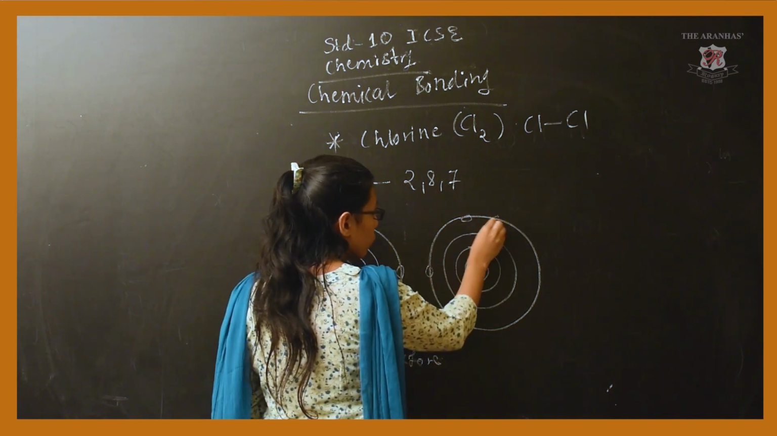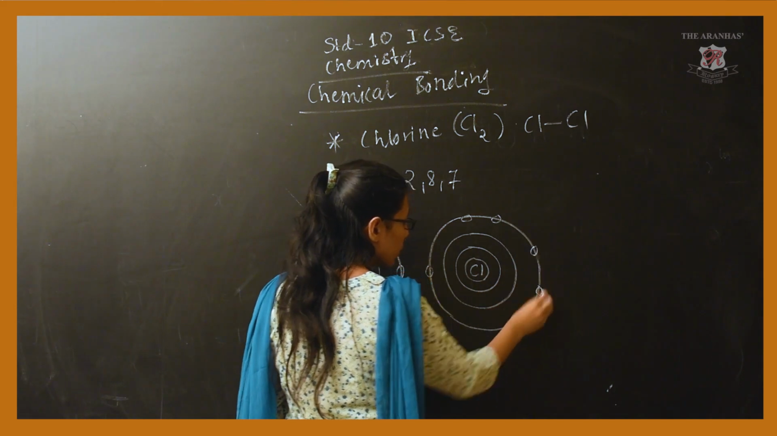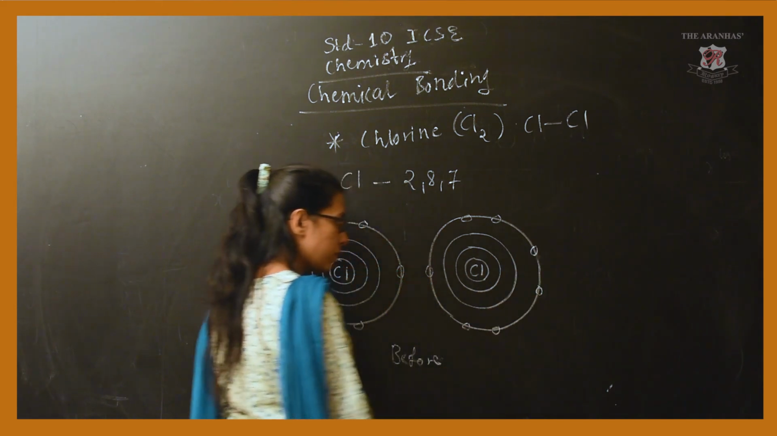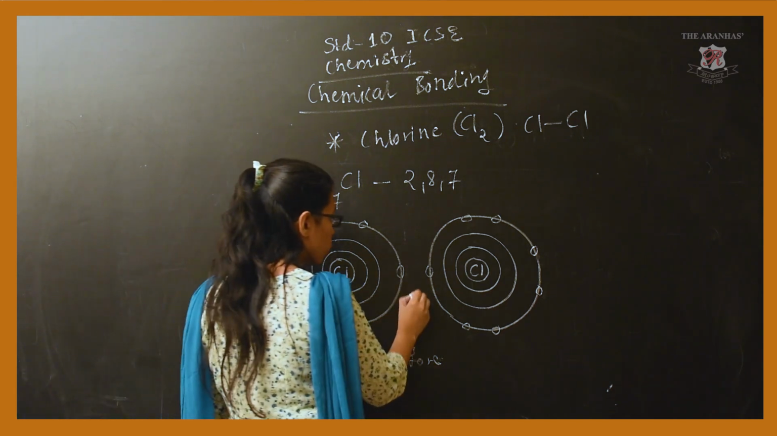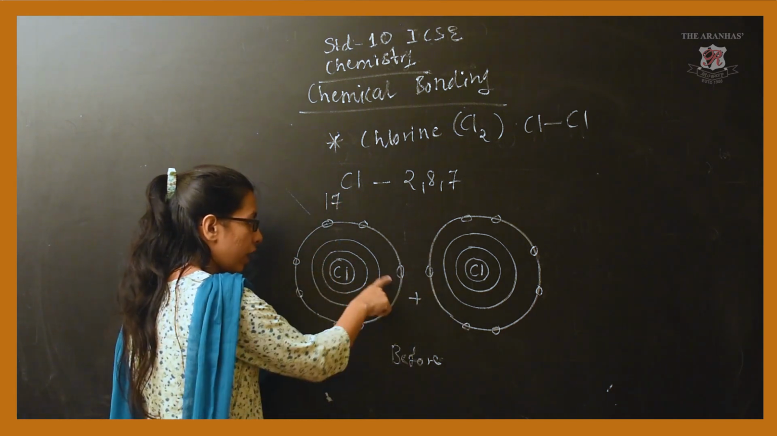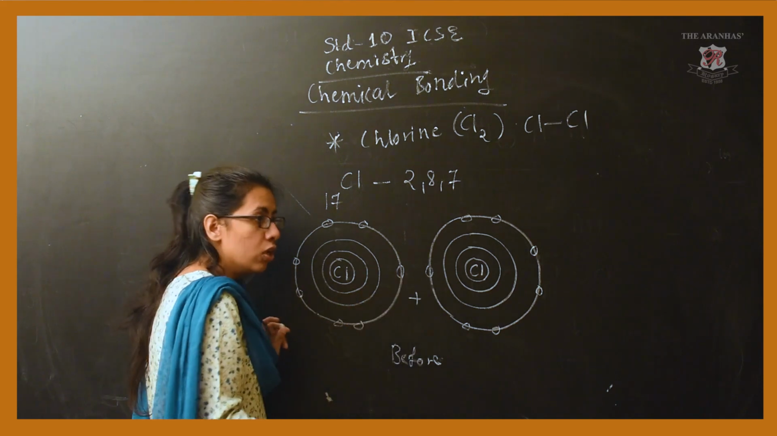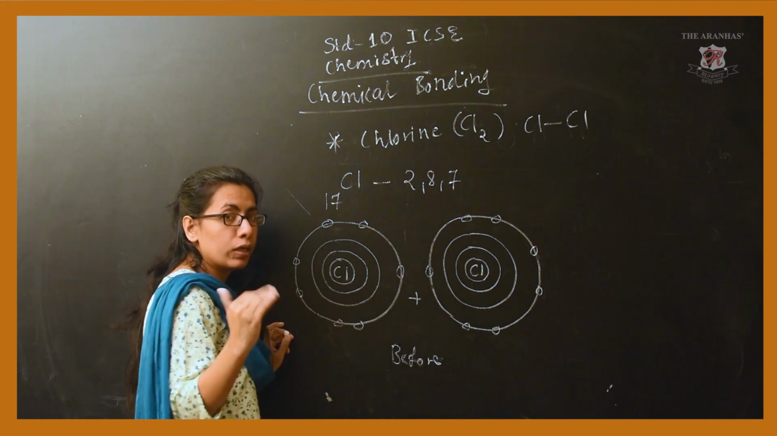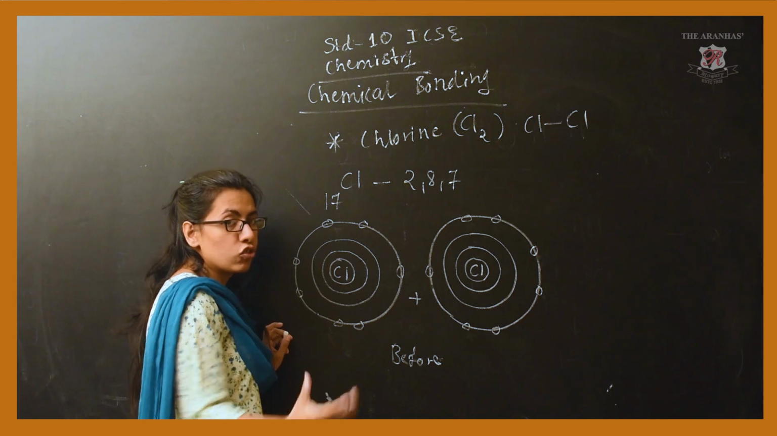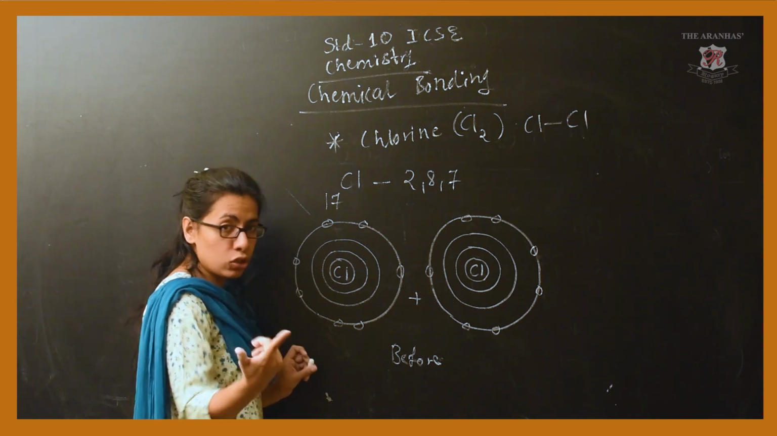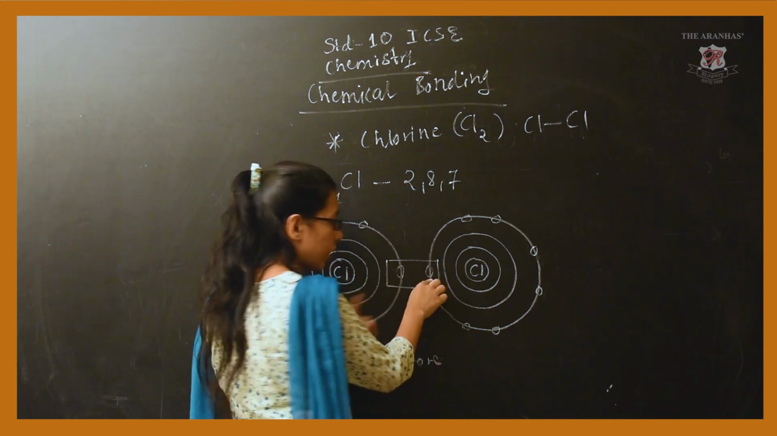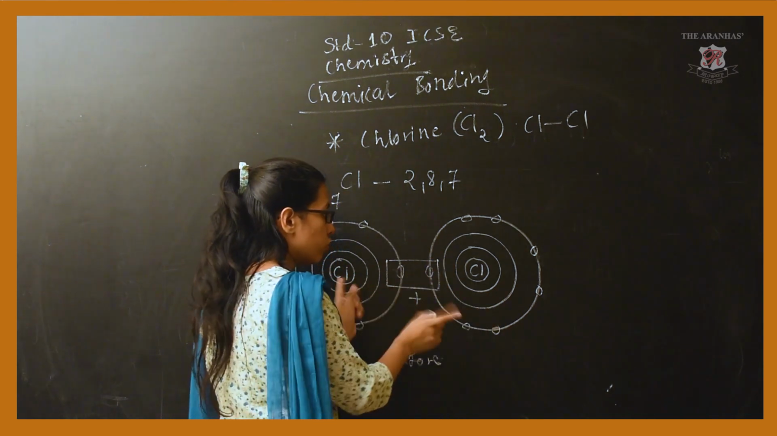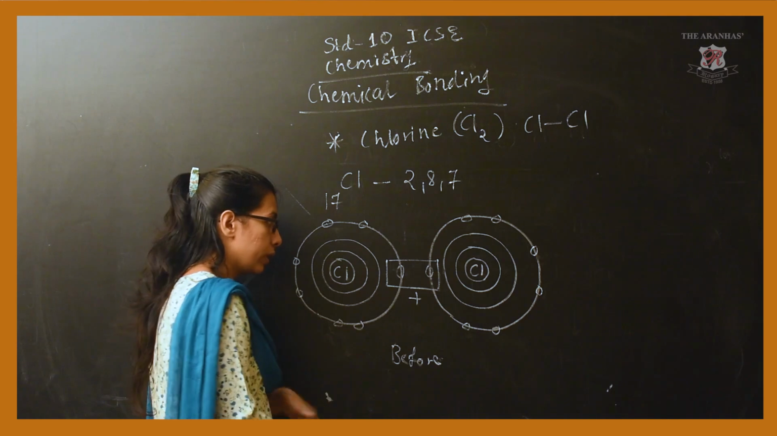In the same way, I am drawing the total number of 7 electrons in the valence shell for the second chlorine atom. Now, before combination, what is happening? These two chlorine atoms each have one electron to share in the valence shell. So each chlorine atom is contributing one electron, so that we can generate the formation of one electron pair between the two atoms. This electron is shared with this electron of the second chlorine atom. So there is sharing of one electron between the two chlorine atoms.